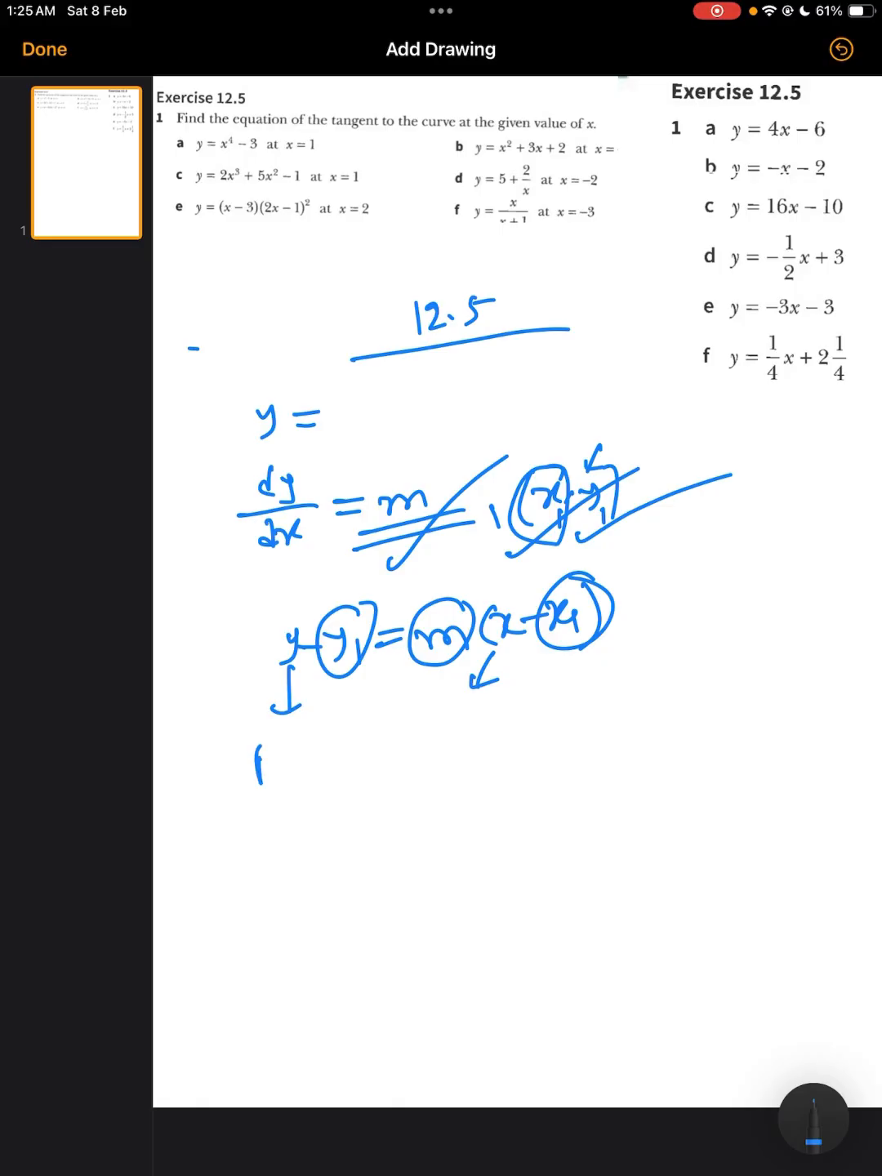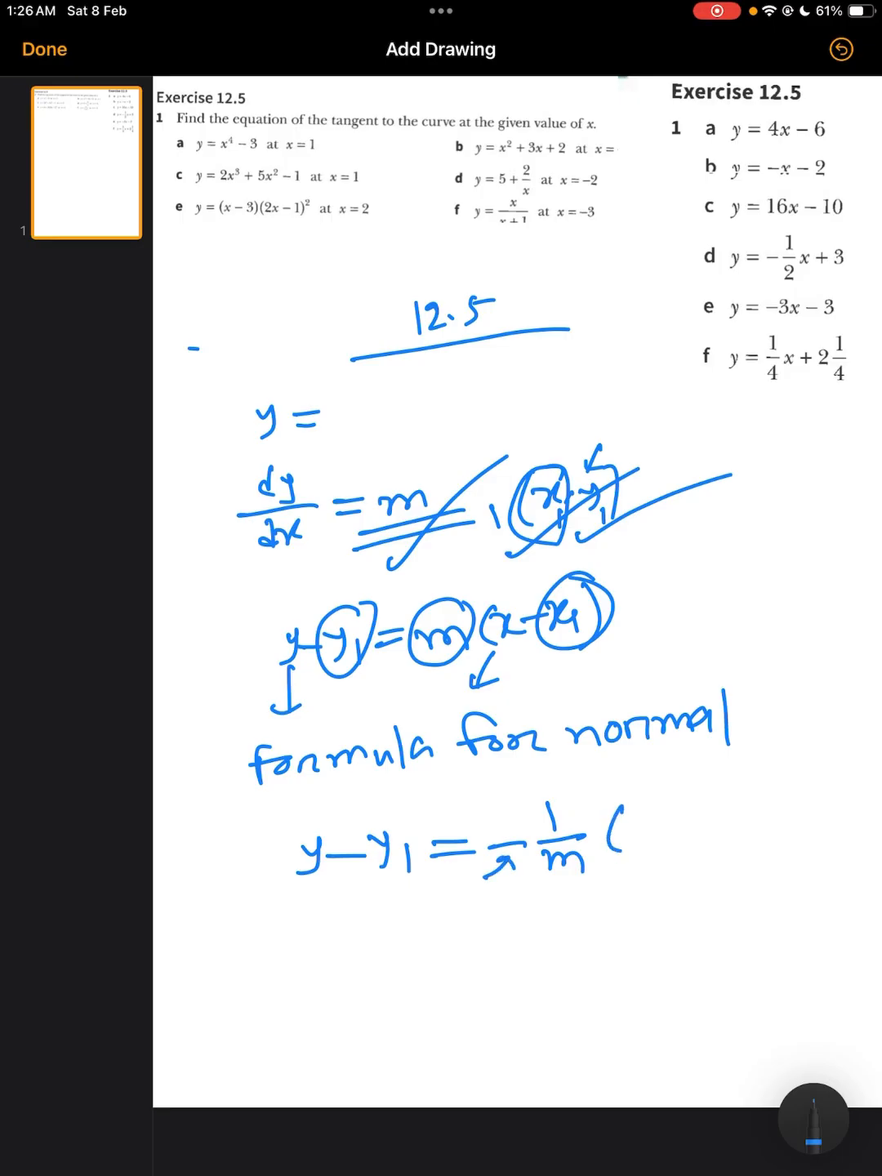Another formula for normal. Normal is basically a straight line which is perpendicular to the tangent. So that would be y minus y1 equals, here m would be 1 by m, and in front of that is a minus, times x minus x1. Now why is it minus 1 by m?